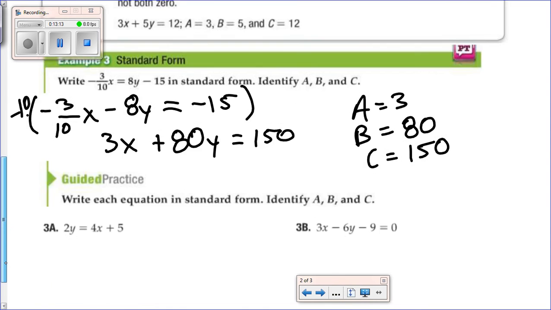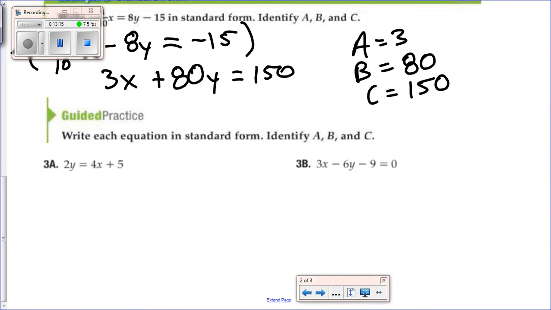Alright, moving on. I'll go ahead and let you guys practice with this. You want to get both of these 3a and 3b into standard form, so go ahead and pause the video. Give yourself a minute to practice these.